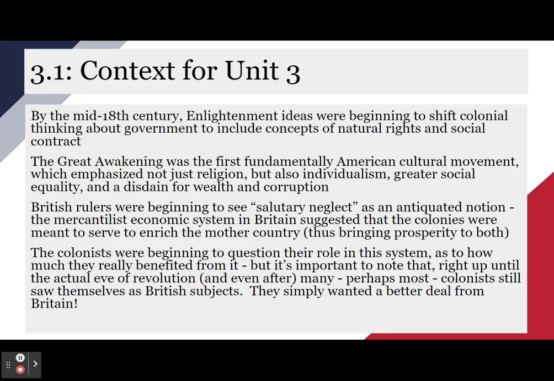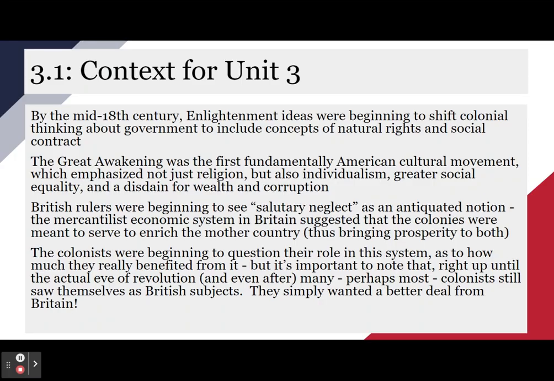But it is really important to note, as we talk about the beginning of Unit 3 and the lead up to Revolution, that right up until the actual eve of the American Revolution, and honestly, even after, many colonists, perhaps most of the British colonists, still saw themselves as British subjects, and many of them didn't want to break away. They just wanted a better deal from Britain.